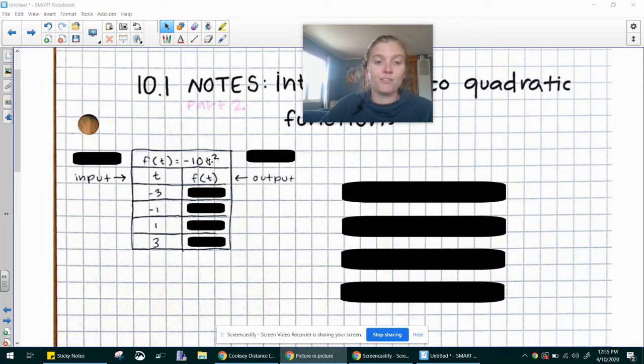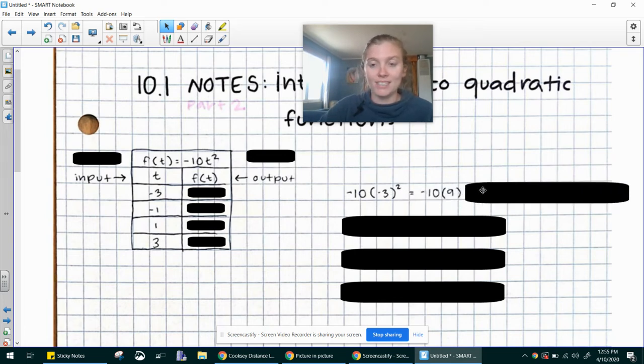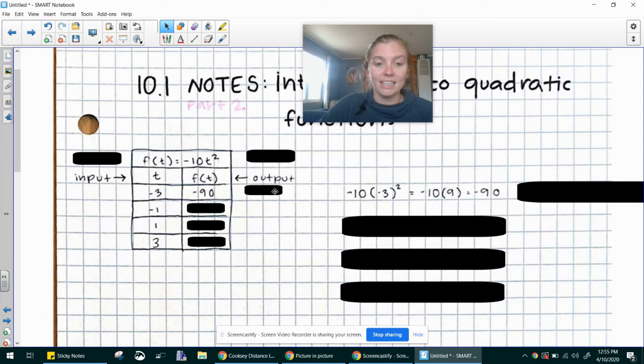When I place negative 3 into the quadratic function, I'm going to replace t with that negative 3. So that gives me negative 10 times negative 3 squared. Negative 3 squared is negative 3 times negative 3, which is positive 9. And negative 10 times positive 9 is negative 90. That is our output, or our f of t value.